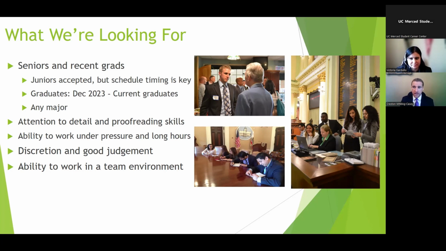If you are someone that has graduated, December 2023 is the cutoff. So if you're beyond that date, we wouldn't be able to accept you, but you could definitely submit something to the fellowship program. And also, any major works, you don't have to be a government major. We've always had a wide range of majors, whether it's bioscience, English, or history, a great breadth of different types of majors that take part in our program. And it's great because it adds little nuggets to everyone's learning experience.